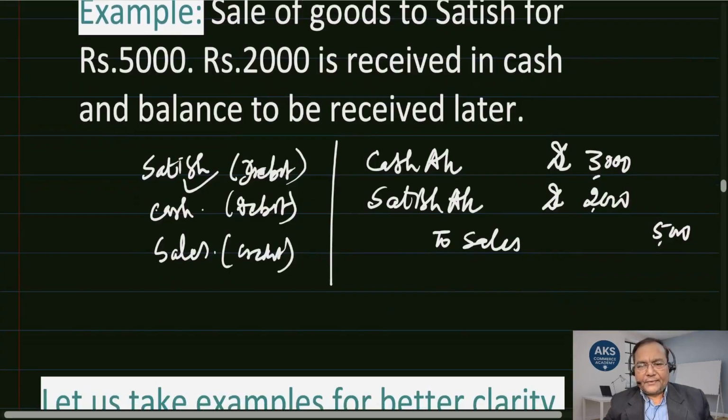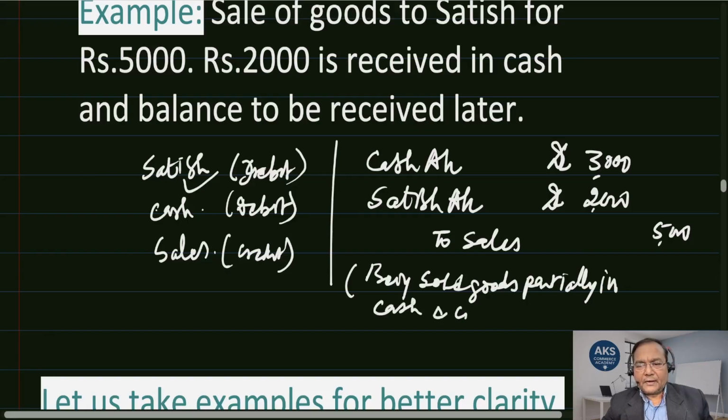All right, now there is a narration to be given. So, being sold goods partially in cash and credit to Satish. I hope this is understood. All right, so we will move on with the next one. Let us see how it is going to be. So what is the next?